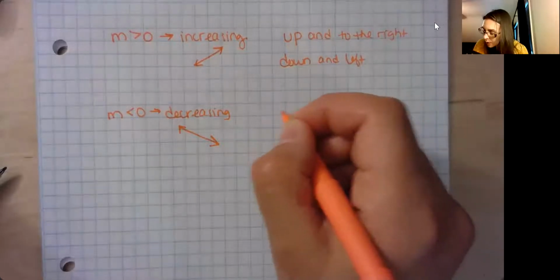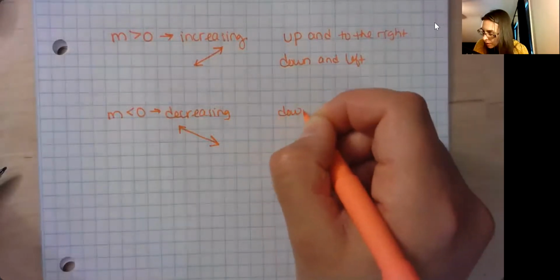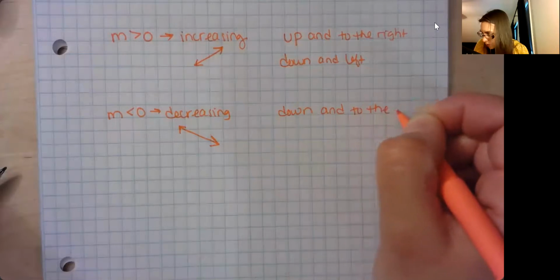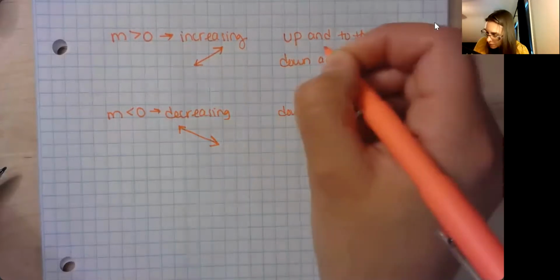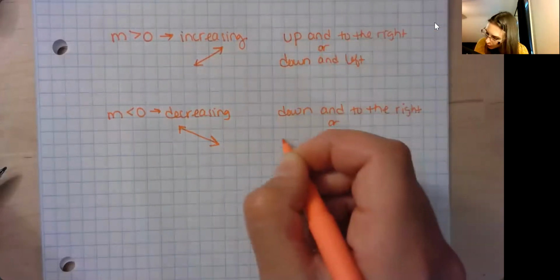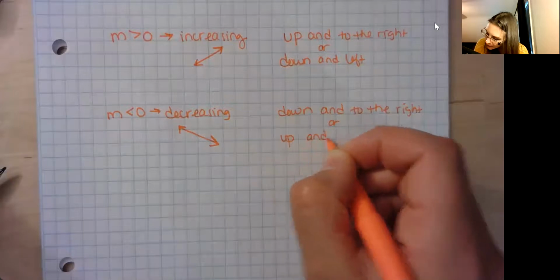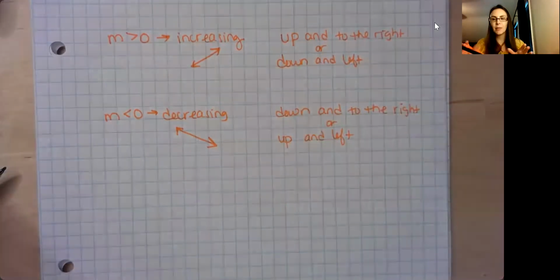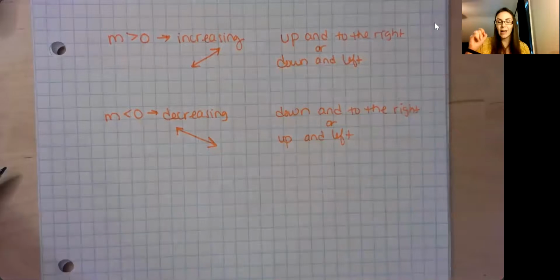You're going to count down and to the right, or up and left. Now, the first way I wrote each of those is what we traditionally do, but sometimes if you're running off your paper and you're like, I can't go up anymore, or I can't go to the right anymore, you can always work the other direction.